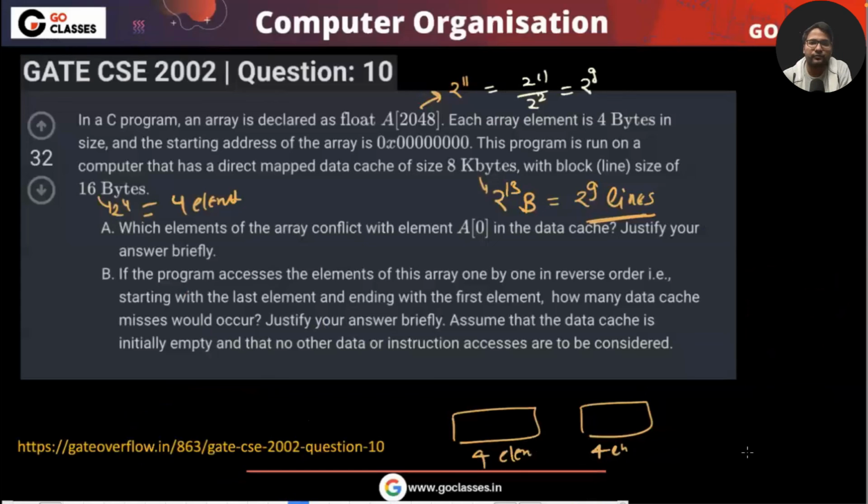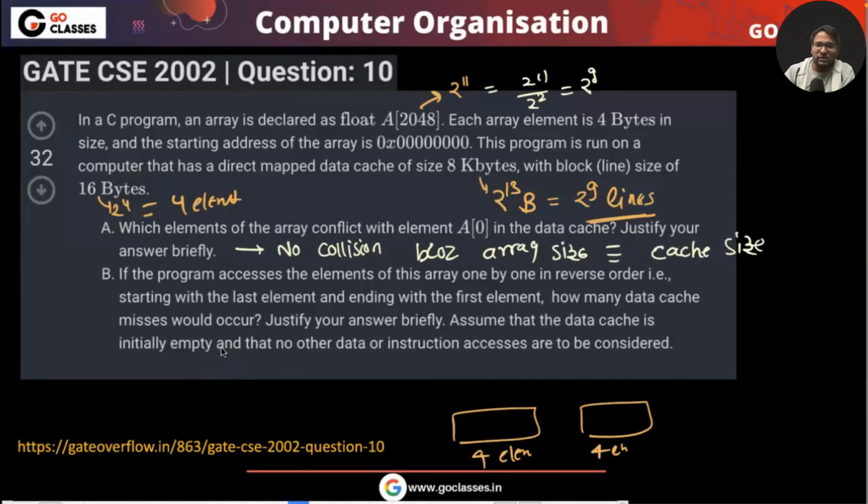Understood? Okay, so currently there is no clash, no collision or conflict, because the array size is the same as the cache size. That's the reason, right?